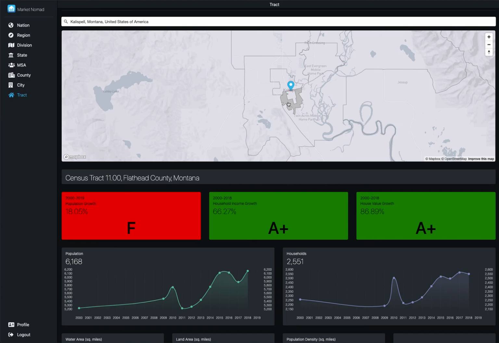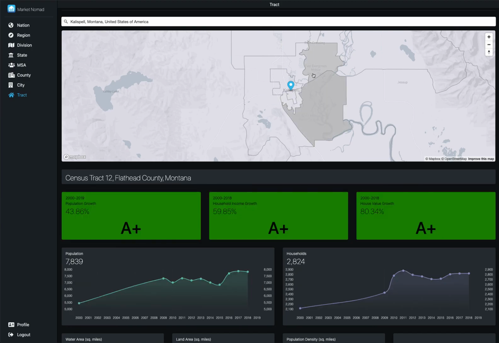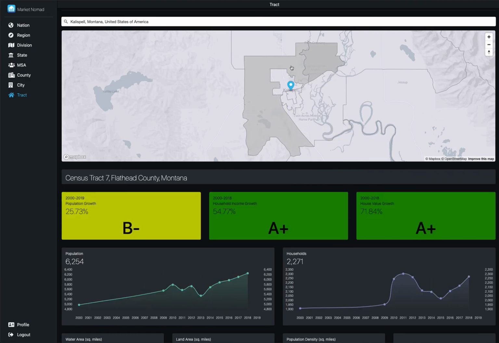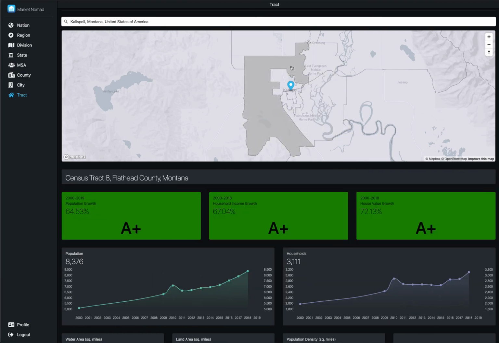Continuing on, it appears like the center of Kalispell is struggling with population growth, but the outskirts are doing great. Based on the information that we've seen so far, this area could be a great place to invest in, depending on your investment criteria.